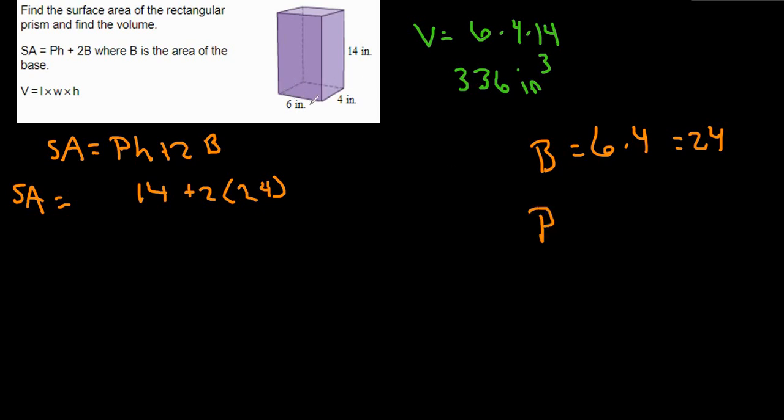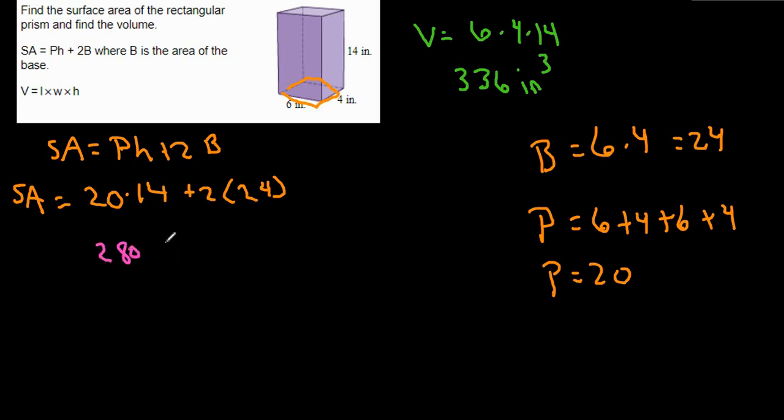This is where I want to add up the sides along the edge. So this would be 6 plus 4 plus 6 plus 4, which is 20. And once we have these numbers, we just put them in there and solve. So 20 times 14 is 280. 2 times 24 is 48. And when we add them up, we're going to get 328, and we're going to say that is inches squared.